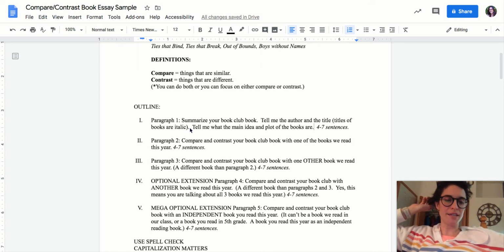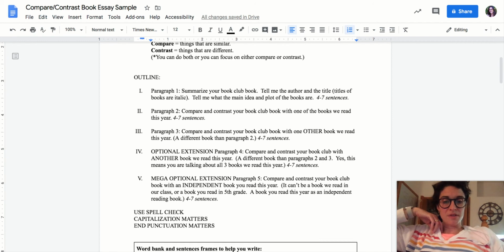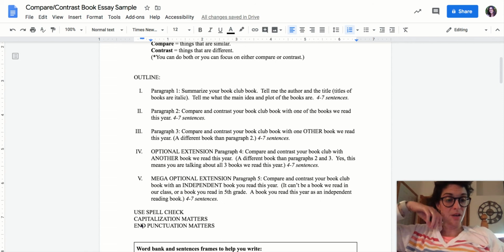Mega optional extension. Compare and contrast your book club book with an independent book you read this year. It can't be a book we read in our class or a book you read in 5th grade. It needs to be a book you read this year that was not part of a humanities class. Okay? Quick notes. Use spell check. Capitalization matters and end punctuation matters. Periods, question marks, those kinds of things, the ends of sentences.